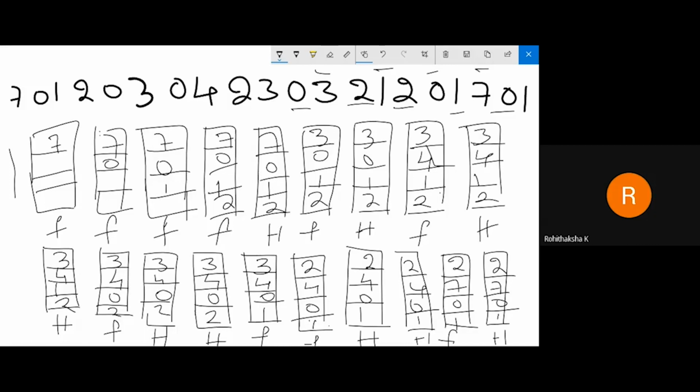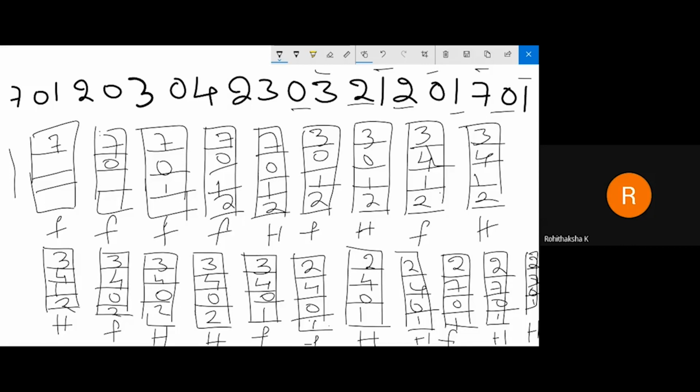Okay, so the next one is 1. 1 is already stored, so I'll retain it. If I write 2 7 0 1, I will mark it as hit. Okay, so hit. Now you calculate how many page faults there are.